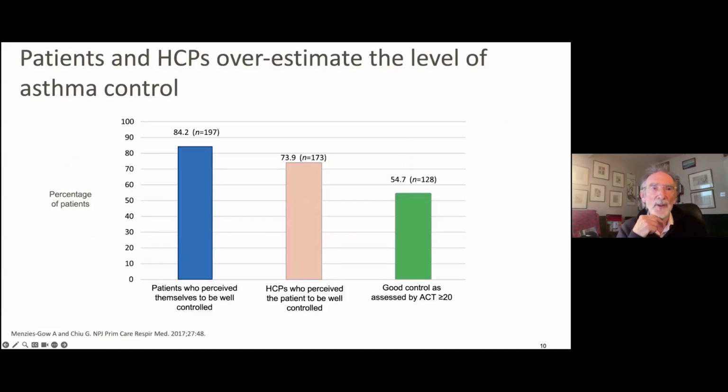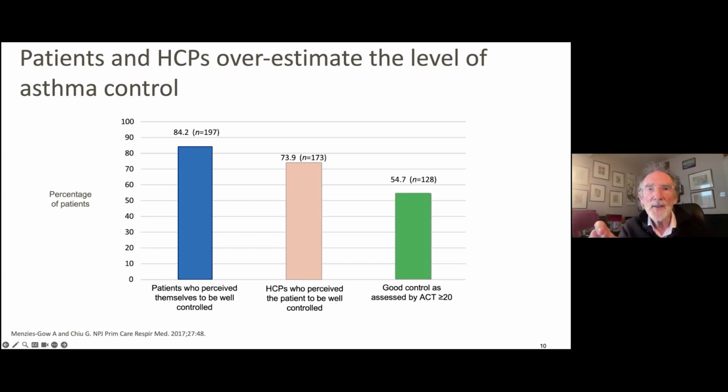Now, you've seen this slide before, in fact, but I think repetition is important in this case because it shows that patients and their physicians misjudge the level of control of asthma. So on the left-hand side, on the y-axis is the percentage of patients. In blue on the left-hand side is the percentage of patients who perceive their asthma to be well controlled. In the middle, in pink, is the physician's judgment of the patient's asthma control, the same patients, physicians judging their own patient's asthma control. You can see that the physicians were a bit better at judging control. They rated the number of patients with good control to be lower than the patients themselves.